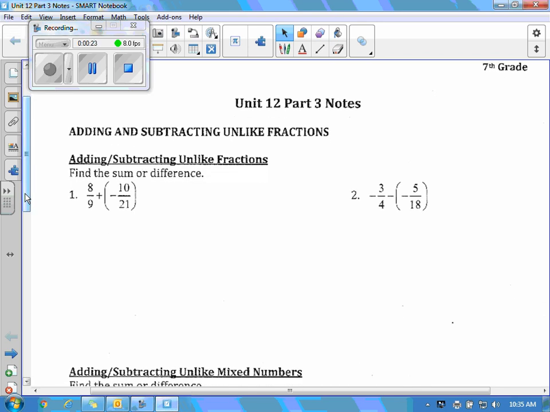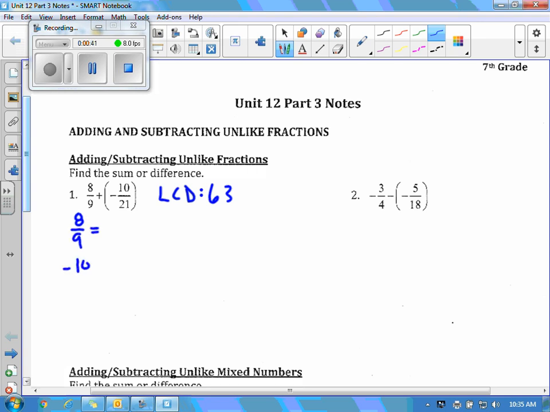All right, so it says to find the sum or difference. We have 8/9 plus negative 10/21. First thing I need to do is find the least common denominator. The least common denominator of these two is 63. So what I need to do is rewrite both of these with 63 as their denominator. 9 times 7 gives me 63, so I do 8 times 7, which is 56. 21 times 3 gives me 63. Negative 10 times 3 is negative 30.